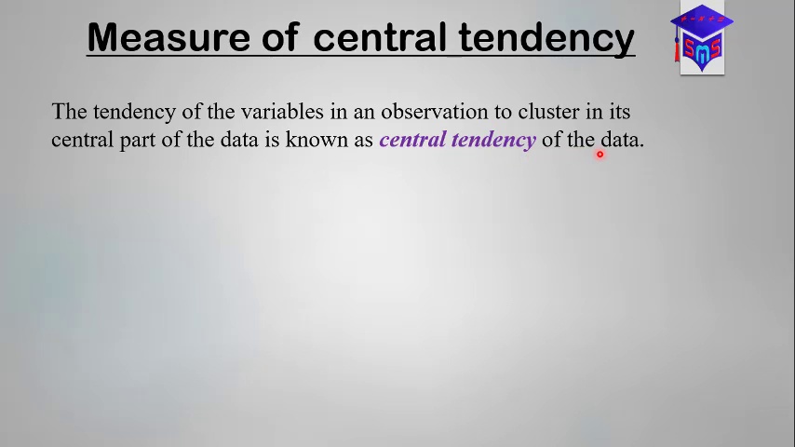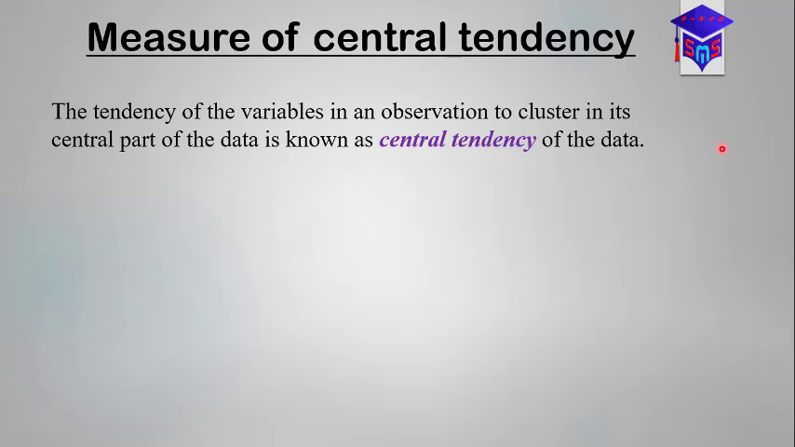Upon organization, presentation, and analysis, you realize that the data tends to be clustered, to be grouped around a particular central location. If you see that, then that is what we call the central tendency of the data. So the tendency of the variables in a data to be grouped around a particular central part or central location of a data is what we call the central tendency of the data.